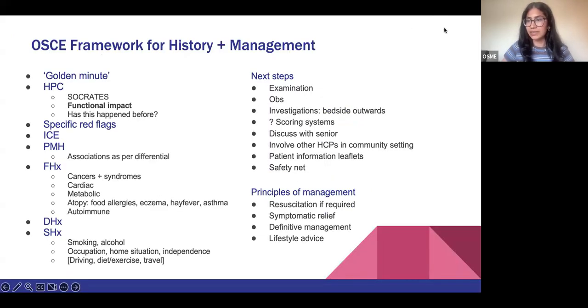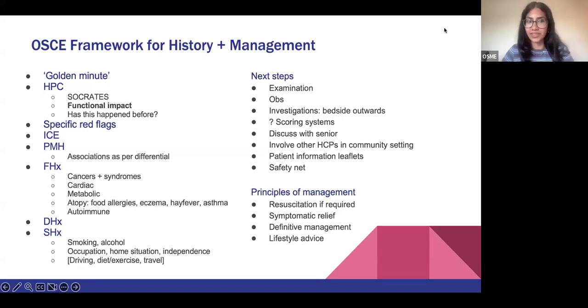Before we discuss the presentations in detail, I'm just going to go through a framework on how to approach focused histories and discussing investigations and management, either to the examiner at the end of an OSCE or directly to the patient. If you're taking a chronic history, they might ask you to take a history, come up with the best possible diagnosis, and then explain what you're going to do next to the patient.